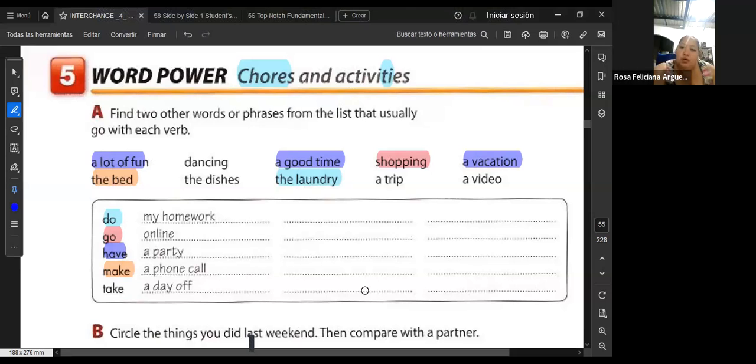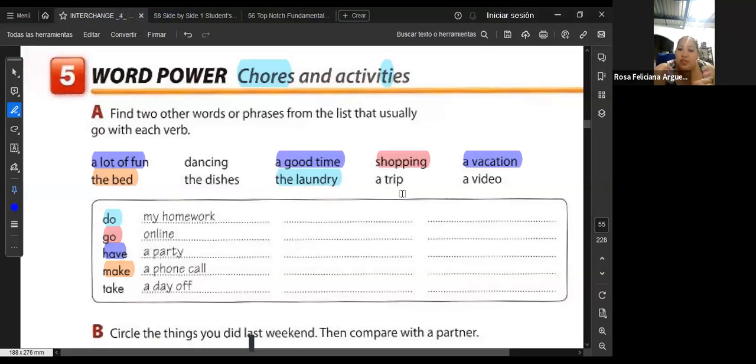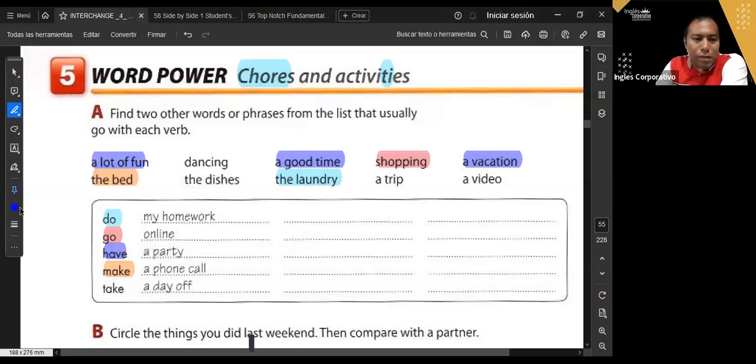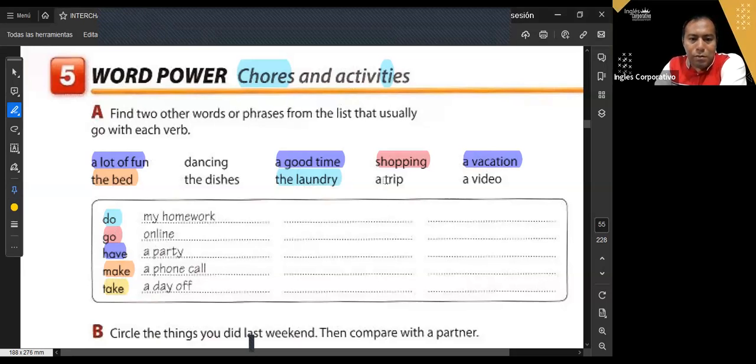Yes, what is the meaning of trip? Trip, excursion, journey. Es una excursión. Take a trip. Okay, very good. Excellent. Take a trip. What else?